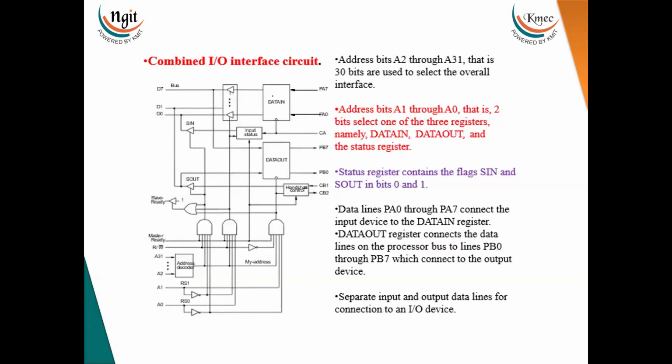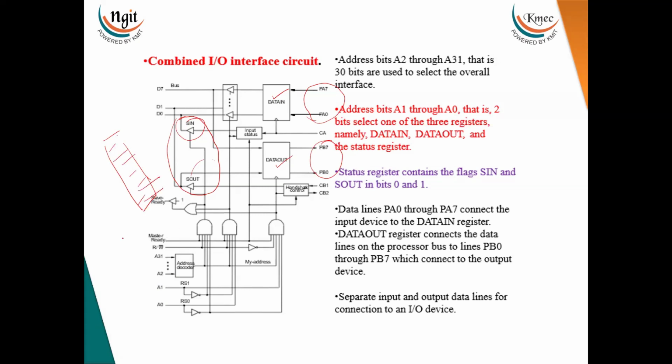Now here, if you see the data in register, the input interface, an input device is connected. For the data out register, an output device is connected. And here, if you see the SIN bit and SOUT bit, what does it mean? Both the bits are in the same register. I already said that the flag register, the status register, is a combination of 8 bits. One of the bits is the SIN bit and the second bit is the SOUT bit.